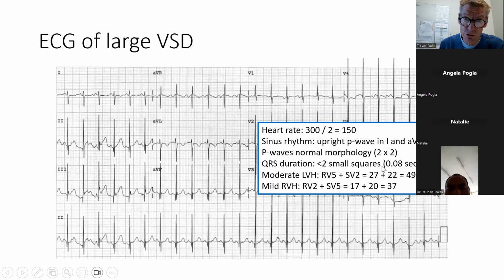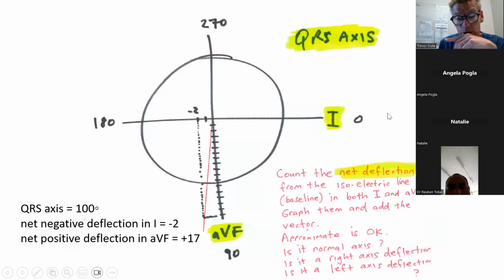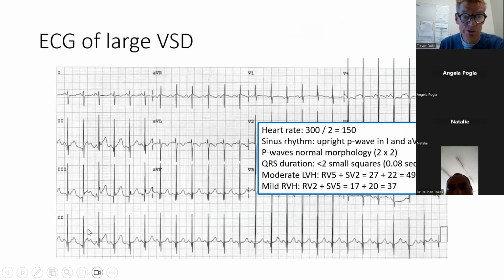Well, it's around about 2 small squares. And now we'll talk about the QRS axis next, perhaps. What you do is count the net deflection from the isoelectric line in both lead 1 and AVF. Now, I'll explain what that means.